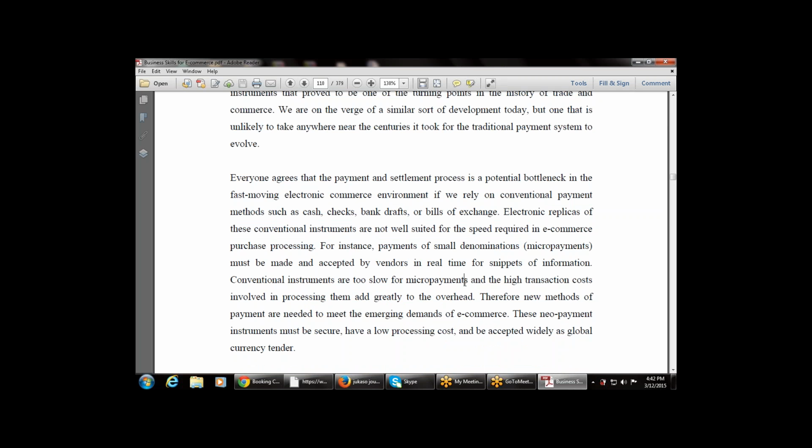Therefore, new methods of payment are needed to meet the emerging demands of e-commerce. So whenever we consider the emerging needs of e-commerce, there are new methods available for e-payment systems. These new payment instruments must be secure, must have a low processing cost, and must be widely accepted as a global currency tender.